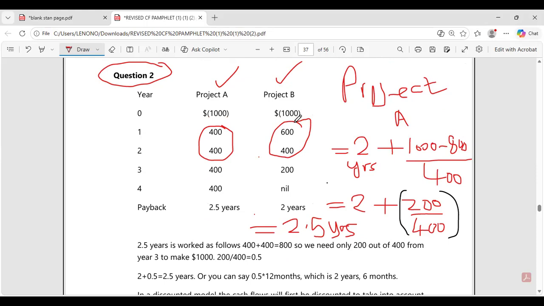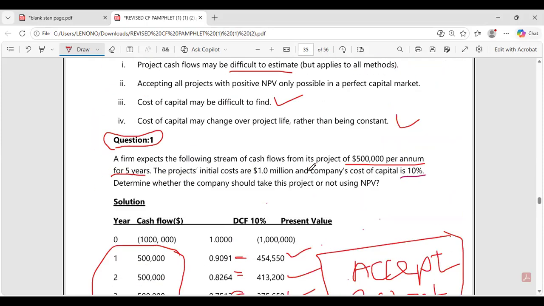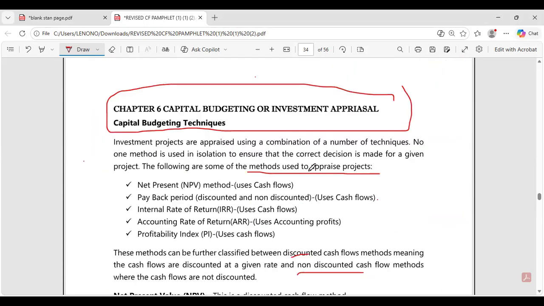Okay. Is that clear? Yeah. So project B, it is exactly 2 years, the payback period. All right, so this is how the issue of payback is sorted out. I'm sure it is clear from the techniques that we use in capital budgeting. So we have done the NPV and payback.